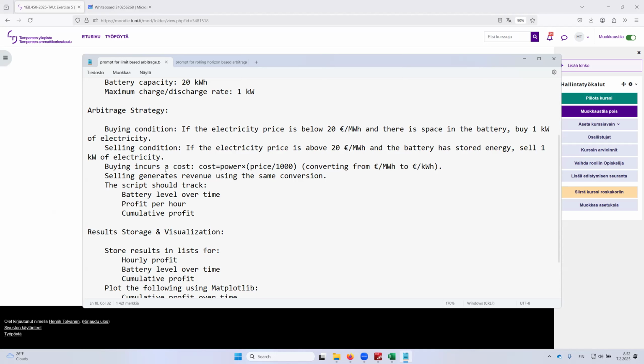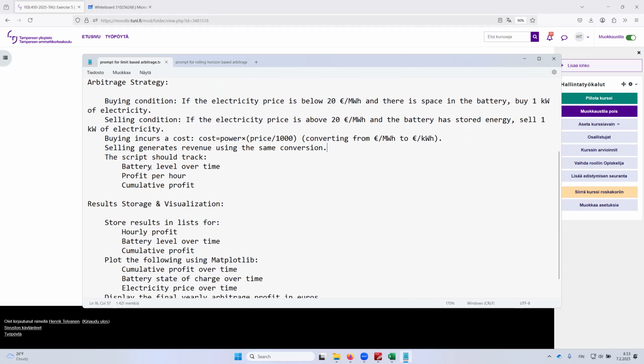Buying incurs a cost, which is cost equals power times price divided by 1,000, because we had kilowatt hours and this is in megawatt hours. And in here, you can state to the prompt, or the AI rather, that this is what it's for. Selling generates revenue using the same conversion. So the script should track battery level over time, profit per hour, and cumulative profit.